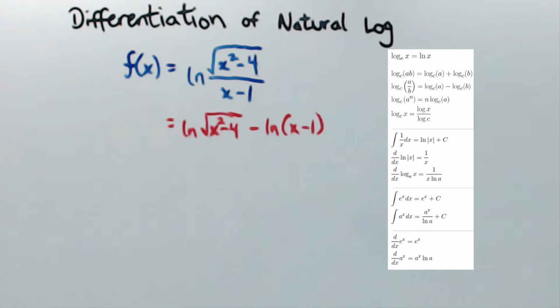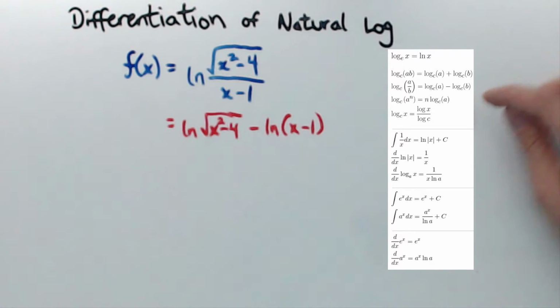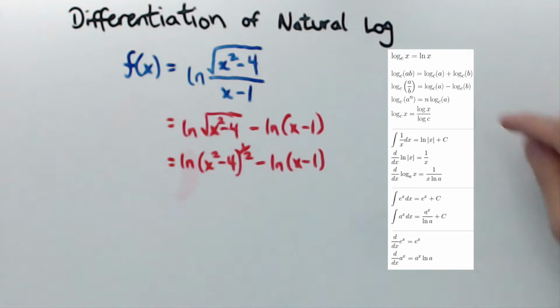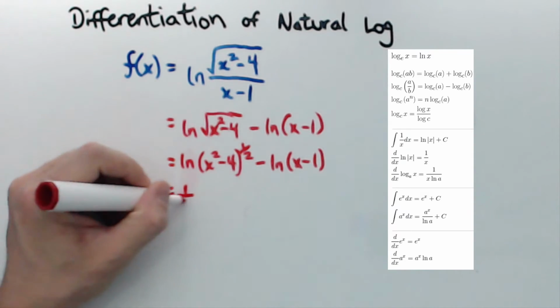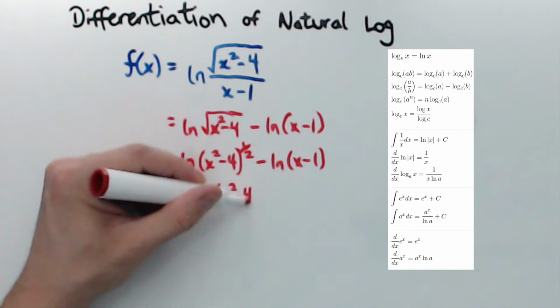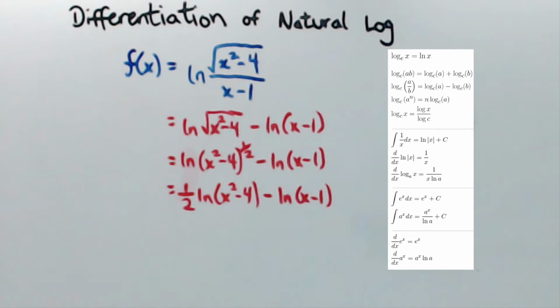Now from here we can do a little bit more simplifying, because if you can see right here, this fourth rule, the log base c of a to the n. Well, technically this square root is really just a half power, so I'm going to rewrite it. Now I'm going to use this fourth property of the logs, and I'm going to take this half and put it in front, so you're left with 1/2 ln of x squared minus 4, minus ln of x minus 1.